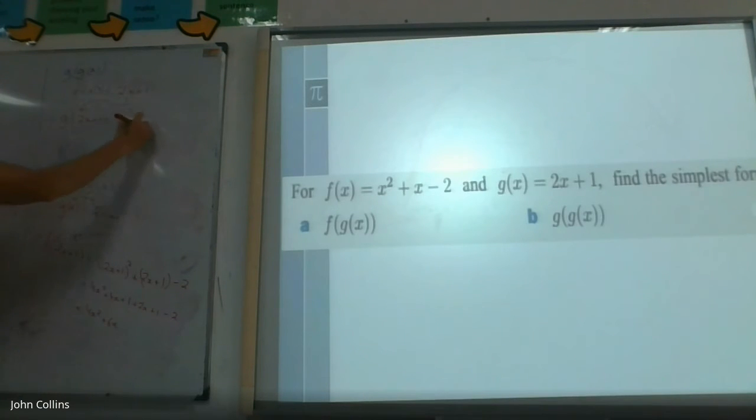So that's now 2 times (2x plus 1) plus 1, which will give me 4x plus 2 plus 1, which gives me 4x plus 3, and this is this new function. Some people say g after g of x, but it's the g of x function subbed into itself. These are called composite functions. When you sub functions into functions, you can get that continued.